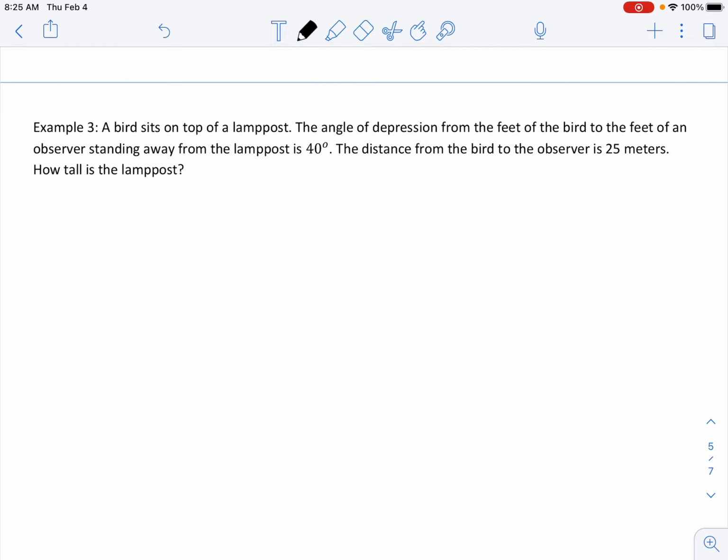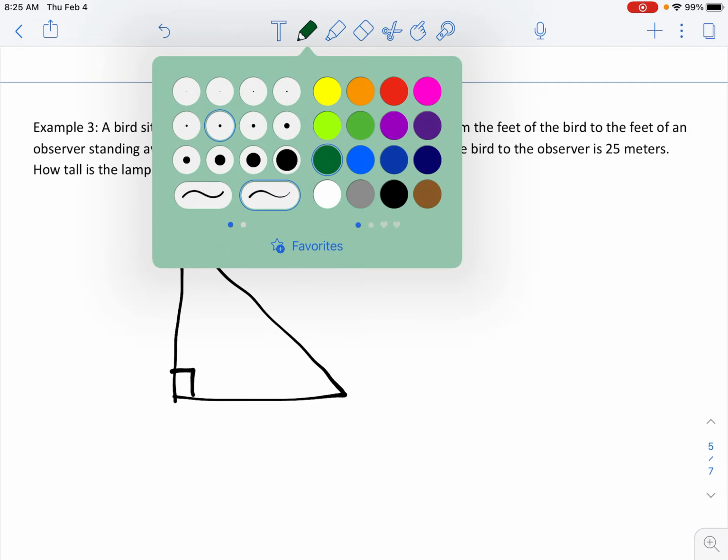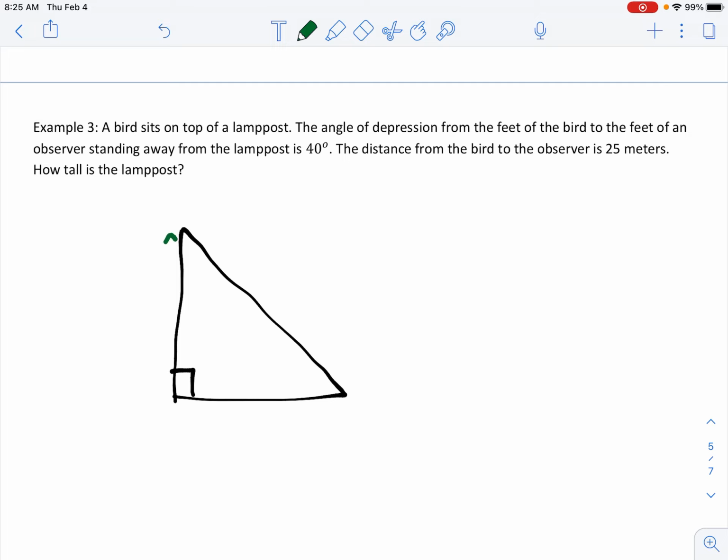All right, we've got a word problem, so I know I'm going to have a right triangle. It tells me that a bird sits on top of a lamppost. So I've got my lamppost here coming down. We've got our bird sitting on top of it. So let's give him some legs. Let's give him a body, a beak. Again, if your picture's not as good as mine, that's fine. I'm just really good at art. All right, there's our bird sitting on top of a lamppost.